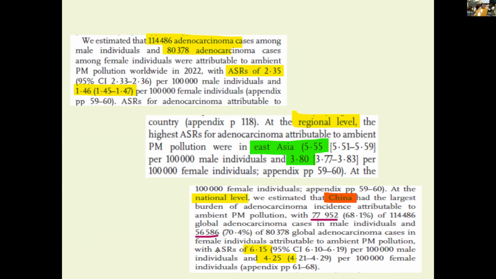One of the other objectives was to look at the correlation of adenocarcinoma with ambient particulate matter. That also they have given in numbers, ASR, based on the region. We saw that East Asia was more, and they gave the particulate matter risk, and they gave it nation wise also, for China. These tables were in the supplementary, but they've written it in the results themselves.